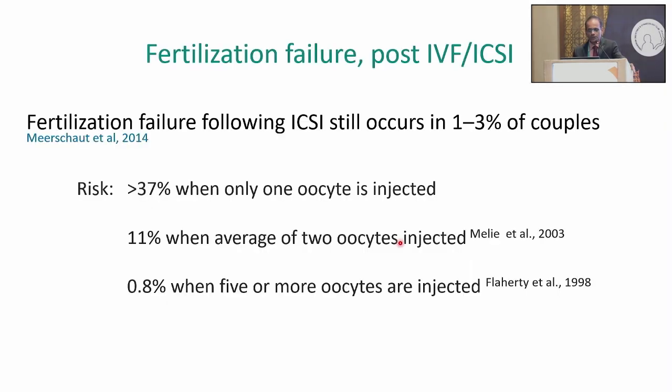So with all these things, we know that success is not 100% in ICSI. Even with ICSI, we see about 1 to 3% of our couples experience fertilization failure. But we also know that it is number related. For example, if you inject only one metaphase II oocyte, there is a 37% risk that we may end up with fertilization failure. Again, it's all number dependent. You increase the number, risk reduces.